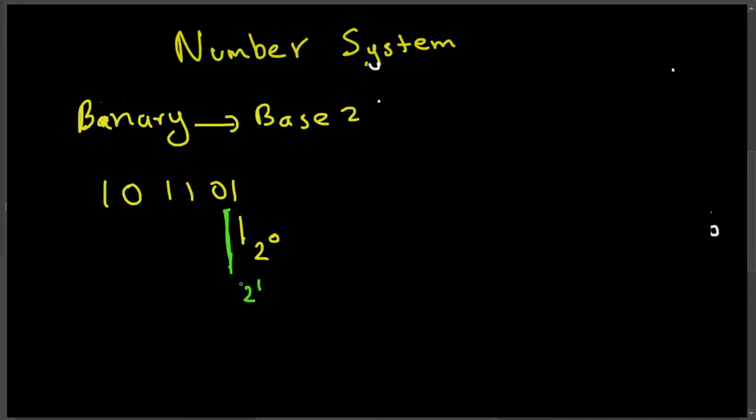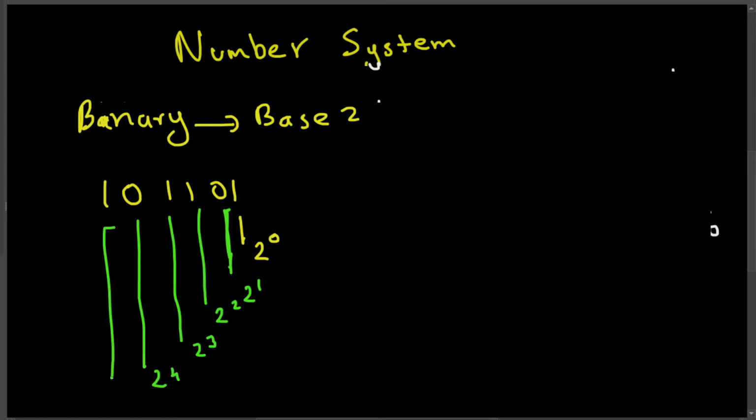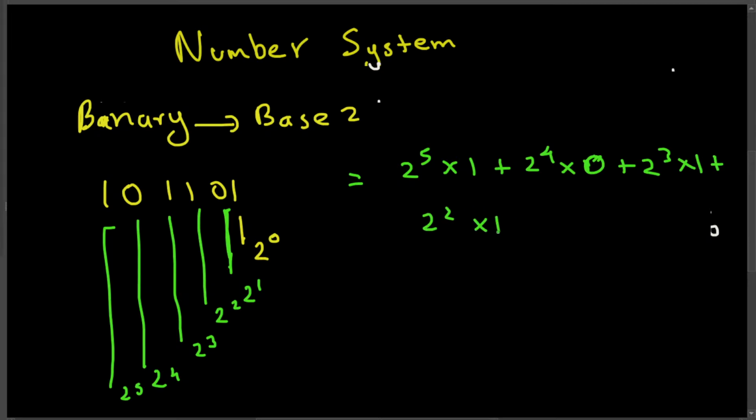So this is 2 to the power of 1. This is 2 to the power of 2. And this is 2 to the power of 3. And this one is 2 to the power of 4. And then this one is 2 to the power of 5. And if we calculate everything, then we are going to get the base 10 value. So let's go ahead and do that. This is equivalent to, let's start with this one, 2 to the power of 5 times 1 plus 2 to the power of 4 times 0 plus 2 to the power of 3 times 1 plus 2 to the power of 2 times 1 plus 2 to the power of 1 times 0 plus 2 to the power of 0 times 1.